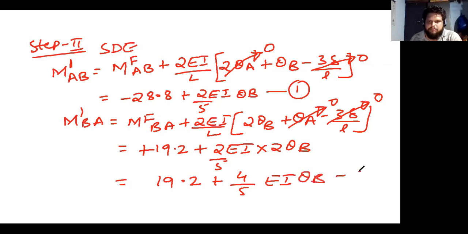Okay, this is equation number 2, right? So the first span is completed, M dash AB and M dash BA. I will go for the next span. If you want to note it down, please pause it and note it down. Okay, so I'm going to clear this.